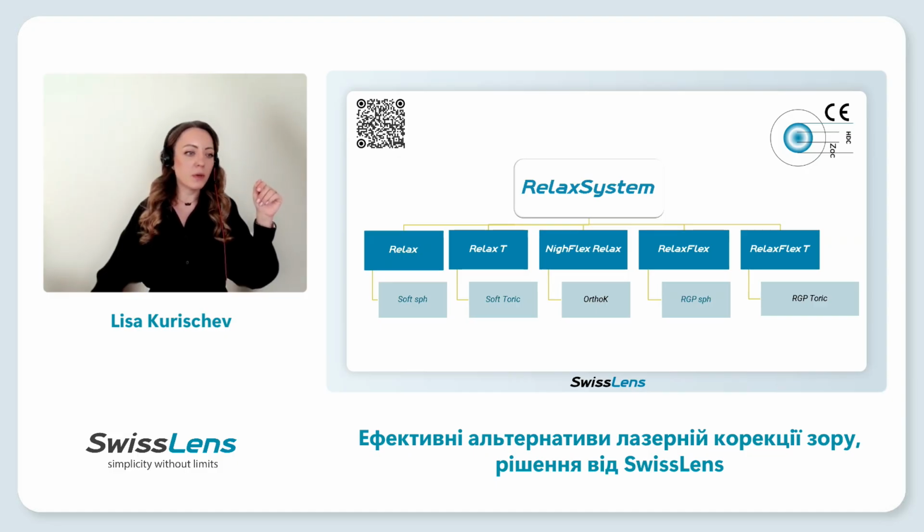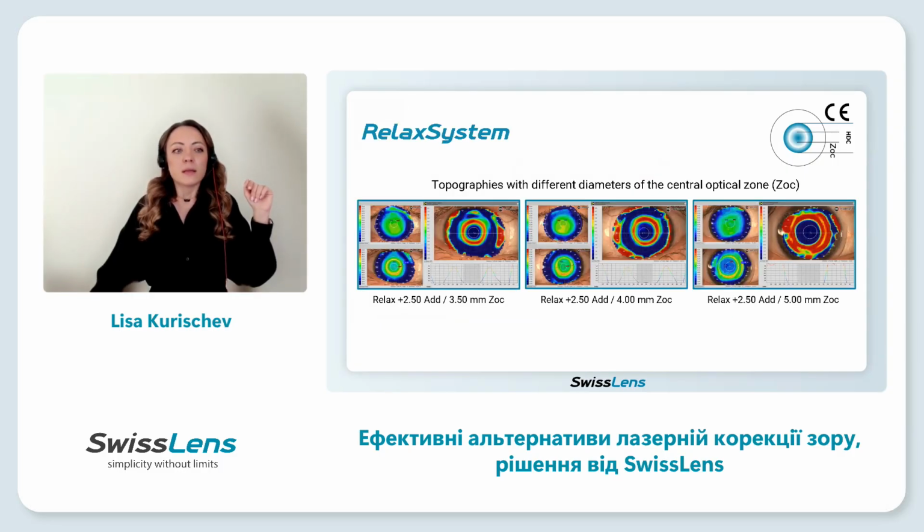Then we have the Night Flex, which is for ortho-K with a special design, and the Relax Flex, spheric and toric. It's our daytime RGP lens, also with a special design with defocus. The special feature of our design is the possibility to change the optic zone and the peripheral defocus.